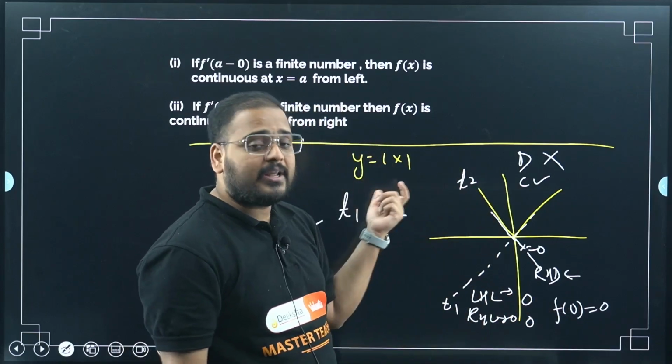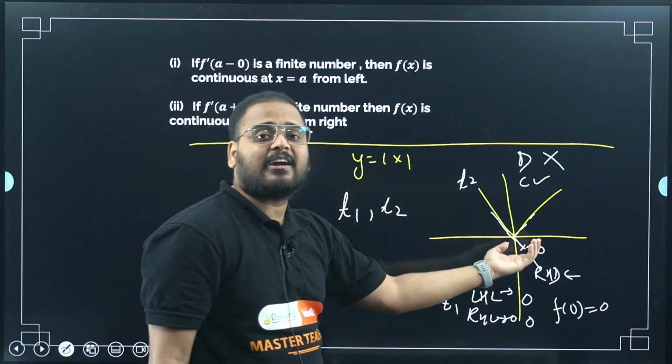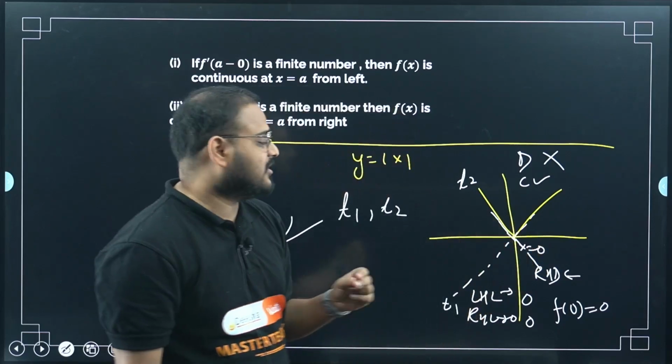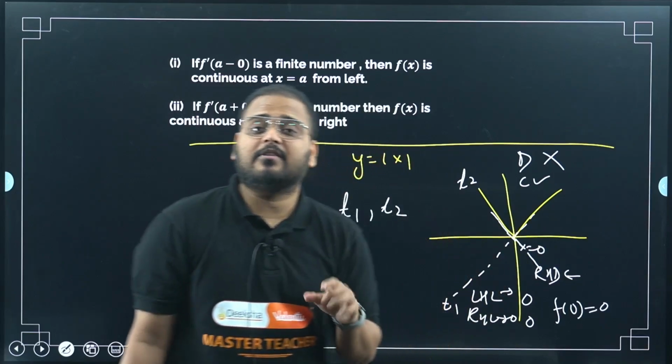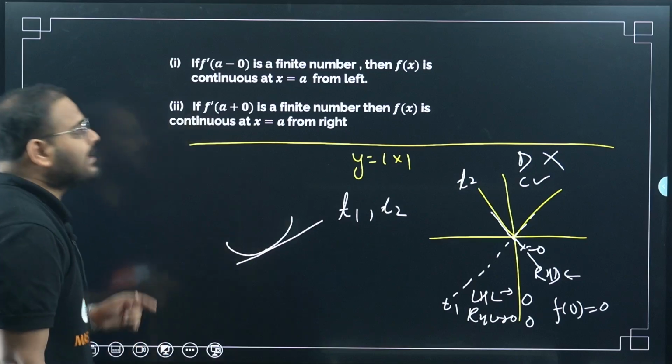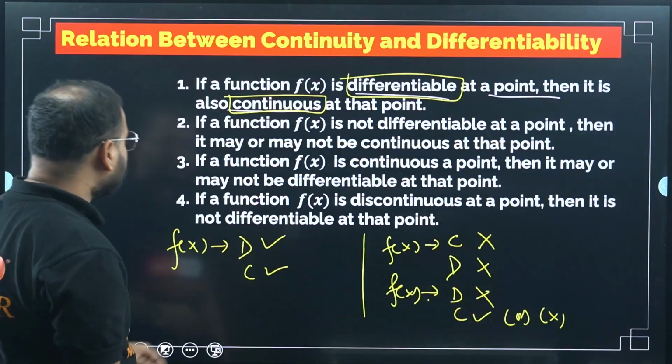Whereas in the case of differentiability, if you draw the graph right before and right after the point x equal to 0, what will happen? You'll have two different tangents. That is not possible. For a differentiable function, at one point there should be only one tangent. There should be a unique tangent. Okay, so I hope this is clear.